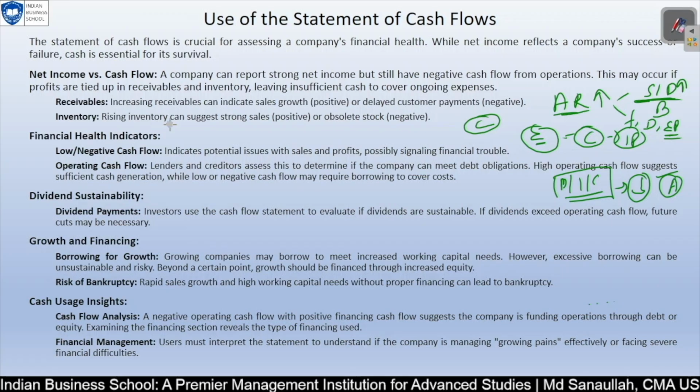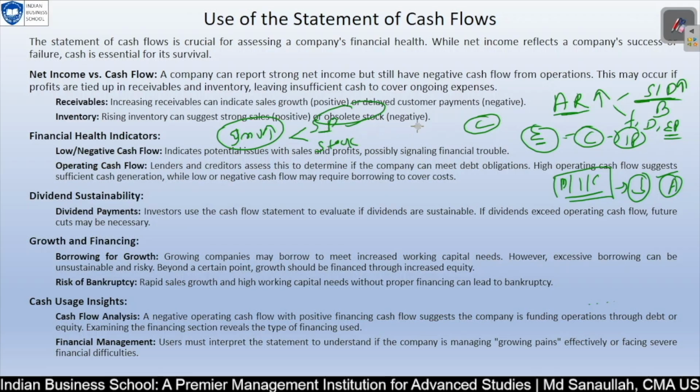Inventory. Rising inventory can suggest strong, positive sales. Why will your inventory increase? Because you have sales demand, so you are buying extra inventory to meet that demand. That is good. But there is another reason. If your sales or revenue has not increased and your inventory is increasing, that means you may have a lot of obsolete or damaged stock.